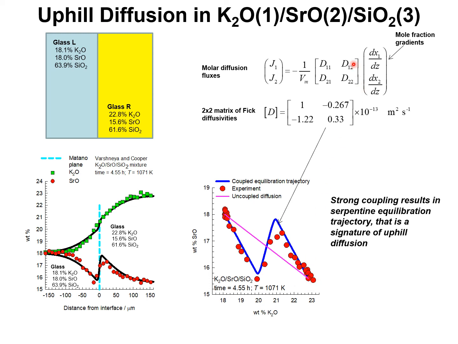If the coupling effects were to be ignored and the equilibration trajectory calculated using a simple model in which the flux of each component is considered to be proportional to its own composition gradient, then we obtain a straight line, shown here, and no uphill diffusion will be predicted.